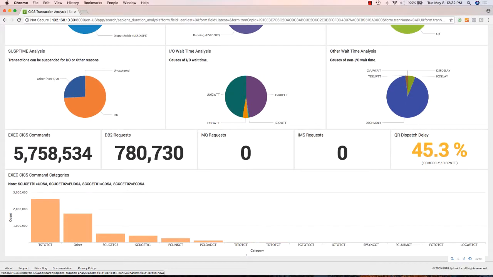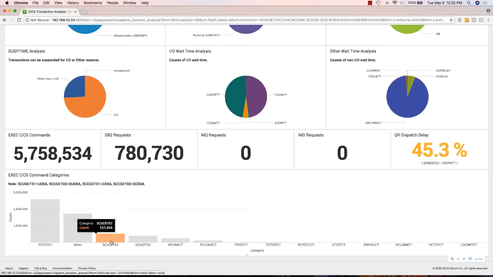Now, if we go down to this last panel on the dashboard, we just showed the highest EXEC CICS command categories. Clearly, the heavy hitter was TSQ. This transaction did almost 2.6 million EXEC CICS commands dealing with TSQs. That was an aha moment. Not all CICS commands are categorized, but it's also interesting that 1.7 million fell in a generalized uncategorized section. We need to go figure out what that's all about.